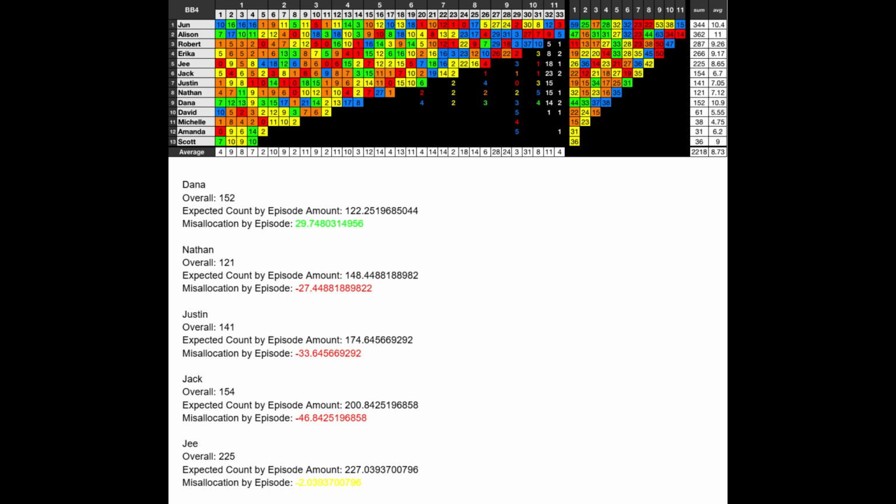Anyways, G has an overall diary room count of 225, and his expected count by episode amount is 227, meaning that he has 2 less diary rooms than he should have. But in general, this is a very balanced confessional count, all things withstanding.